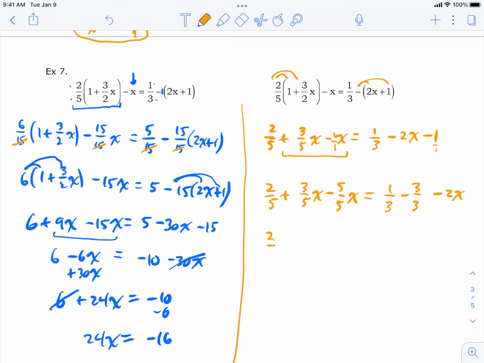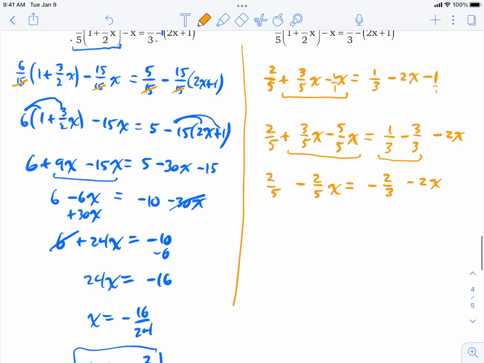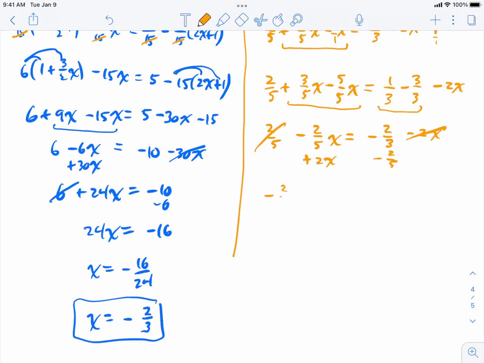So now I can combine these things. 2/5. 3/5 minus 5/5 is a minus 2/5 x. Over here, I got 1/3 minus 3/3 is a minus 2/3. Minus 2x. Okay. I guess I'm going to add 2x on both sides to get rid of that one. And maybe at the same time I'll subtract 2/5 on both sides to get rid of that. So my left side is a negative 2/5 x plus a 2 over 1 x. My right side is a negative 2/3 minus a 2/5.